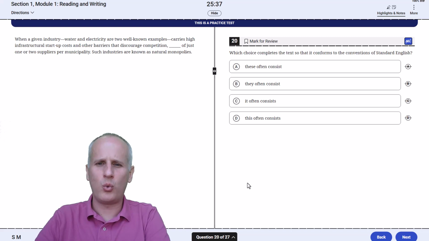Here we should note what is changing. We can see changes in pronoun and in our verb. So we need to find the subject for this verb first.